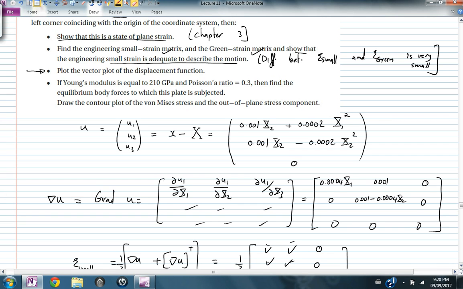Then plot the vector plot of the displacement function. I will show you this using Mathematica on the plate. And the next thing is, okay, now we have the strain. So all what we've done so far is what we learned in chapter 3. The next step, what's new in this chapter, is how to calculate the stresses.